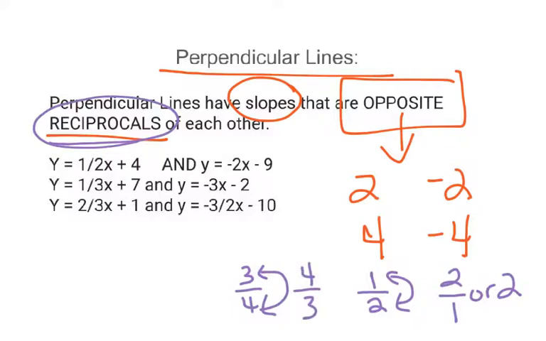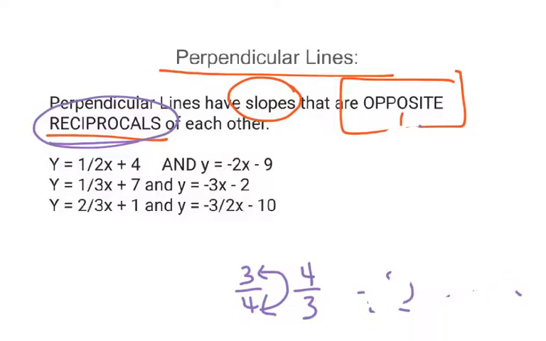So not only are these slopes going to be opposites, they're also going to be reciprocals. They're going to be flipped over from each other. So that's what we're going to look at in our examples right here, to notice that they are opposites and they are also reciprocals.